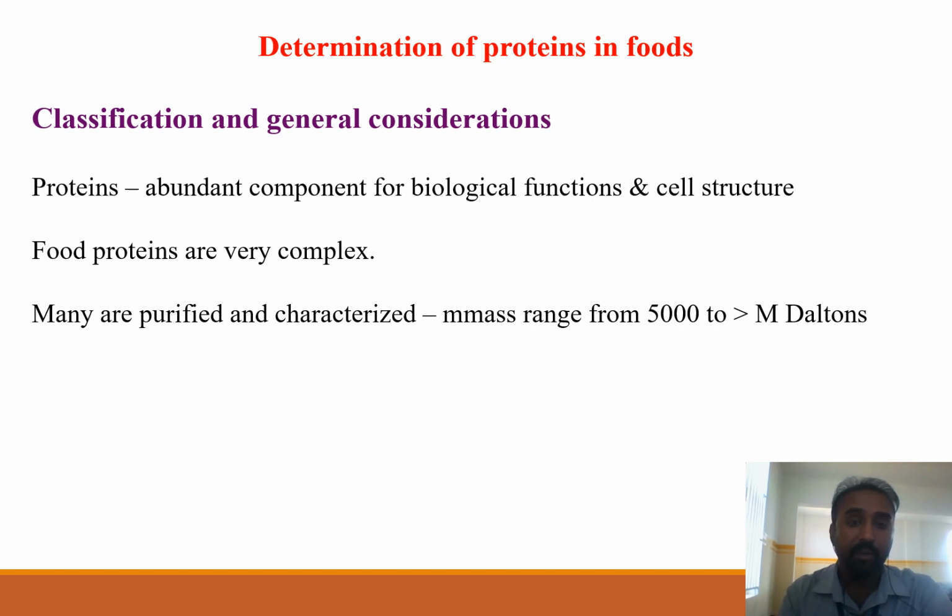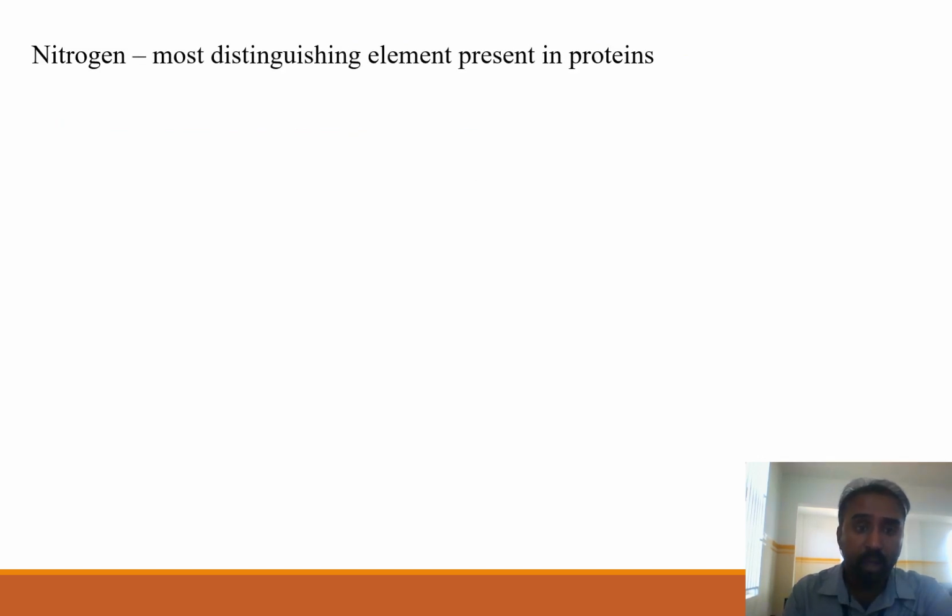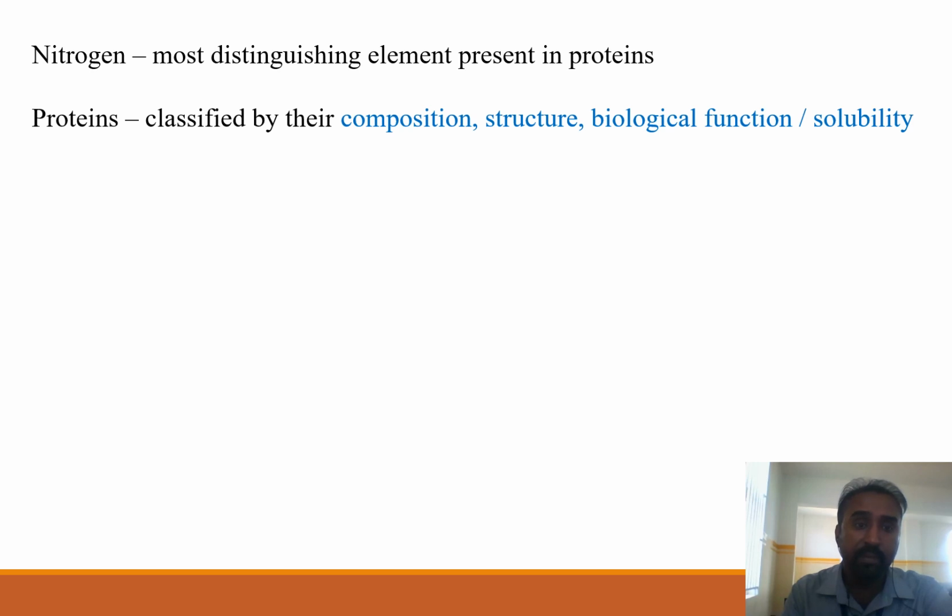So proteins are an abundant component for biological functions and cell structure. Protein is also an essential nutrient, which is very important for many biological activities. Food proteins are very complex. Many are purified and characterized with varying molecular mass that ranges from 5000 to more than 5000 megadaltons. They are composed of the elements hydrogen, carbon, nitrogen, oxygen and sulfur. 20 alpha amino acids are the building blocks of proteins, and amino acids are linked by a bond called the peptide bond. Nitrogen is the most distinguishing element present in proteins.